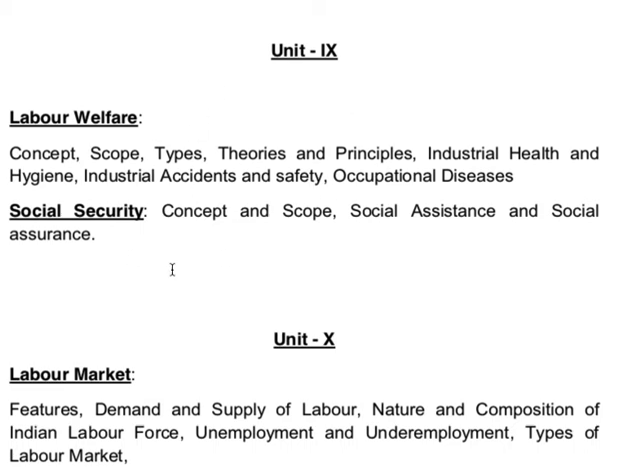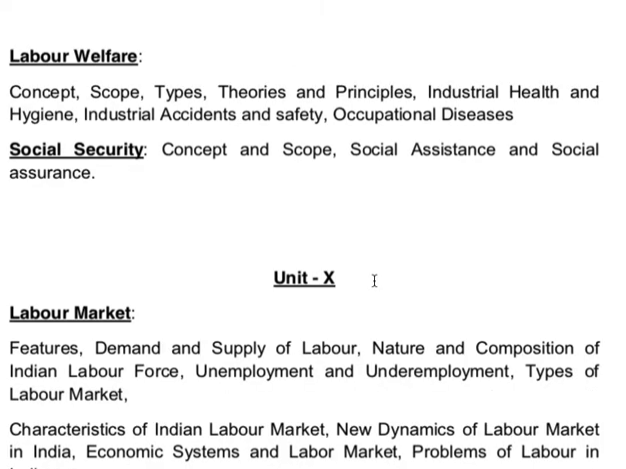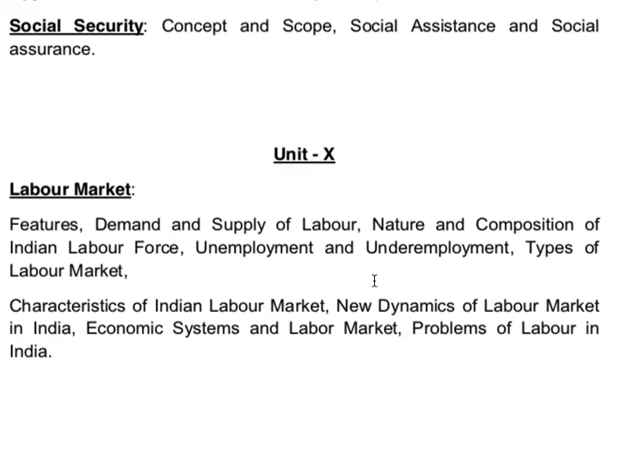So this unit talks about basic theories and principles of labor welfare, industrial health, occupational safety, industrial accidents and laws related to it, and their social security. Unit 9 is also divided into two parts, that is labor welfare and social security. The last unit, that is unit 10, contains one part only, and in this unit UGC tried to cover the demand and supply game of the labor market.